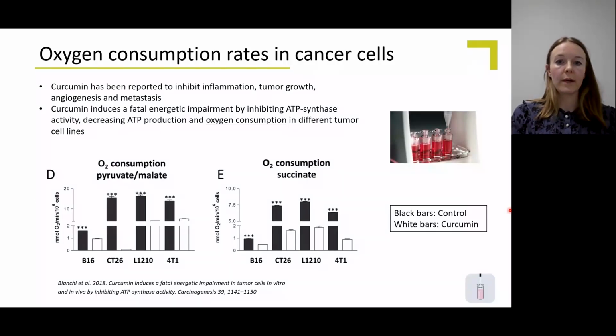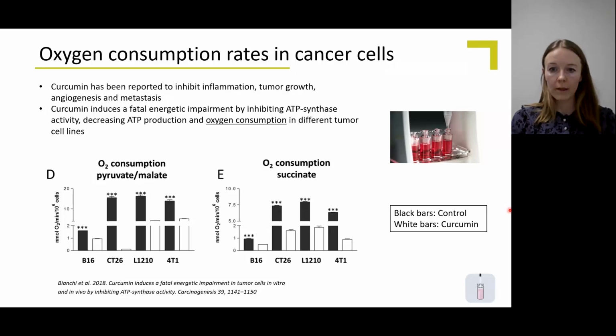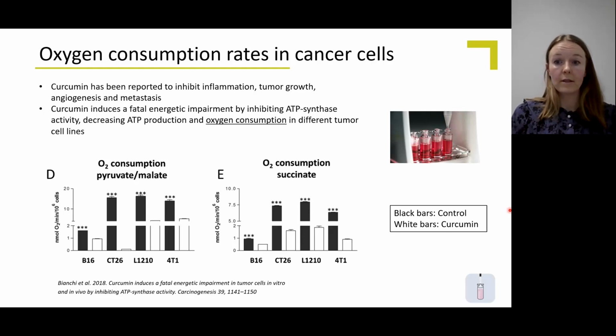The authors also injected different anti-cancer drugs, here among them curcumin, and they evaluated the effect on the cell metabolism. They found that treatment with curcumin induces an energetic impairment in the cancer cells by inhibiting ATP synthase activity and also by decreasing ATP production and oxygen consumption in different cell lines.